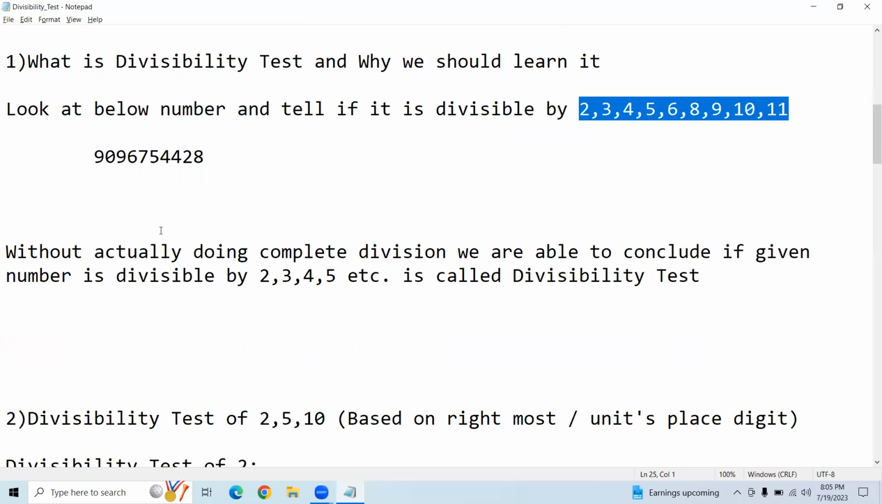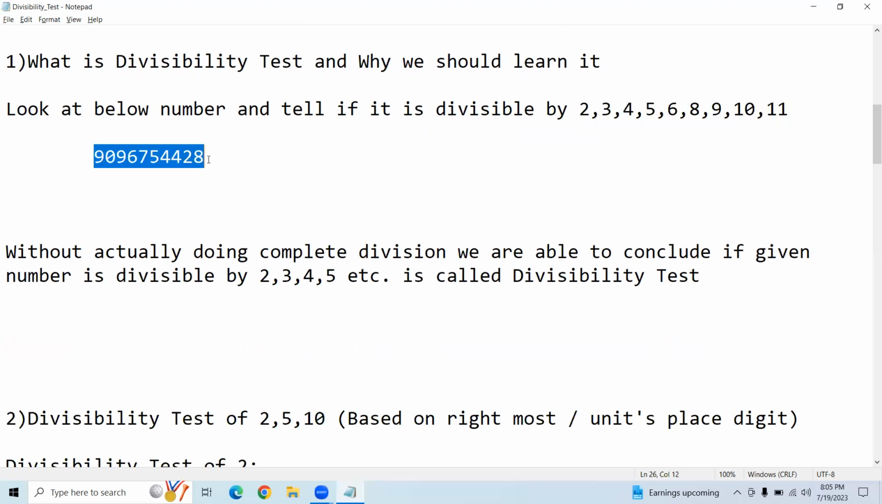So what is a divisibility test? It is a test without actually doing the division. Earlier we were trying to divide the complete number by 2, and then concluding whether it is divisible by 2 or not. Without doing the actual complete division, we just observe some patterns, and from some observation we are able to conclude whether the given number is divisible by 2, 3, 4, etc. or not.